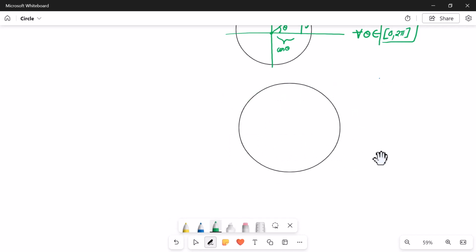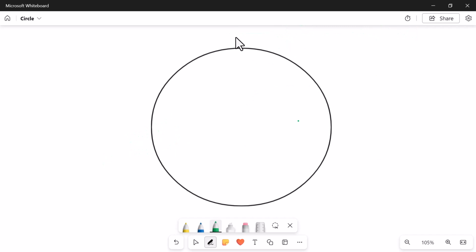We have to divide the internal angle into n minus 2 divisions. We have to divide the internal angles by this factor, the n minus 2 factor, where n is the number of sides.